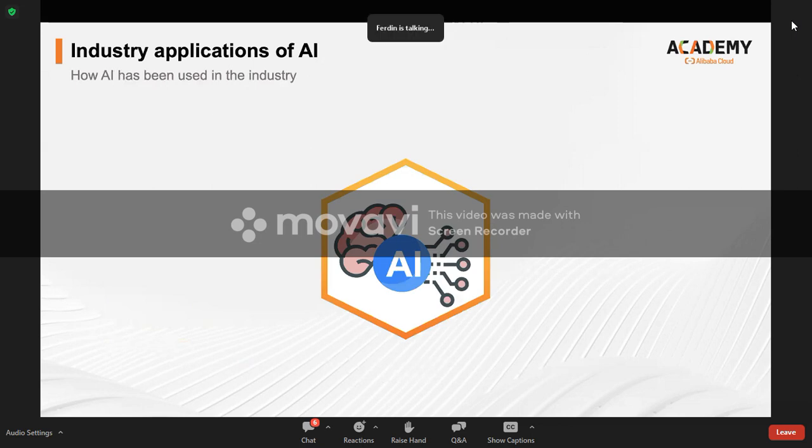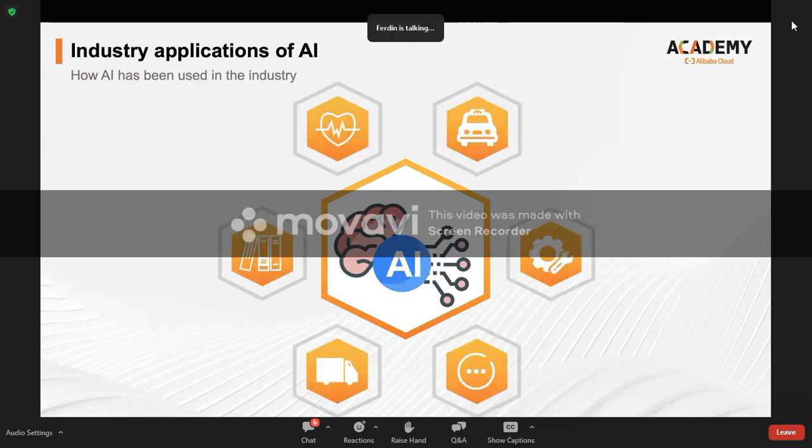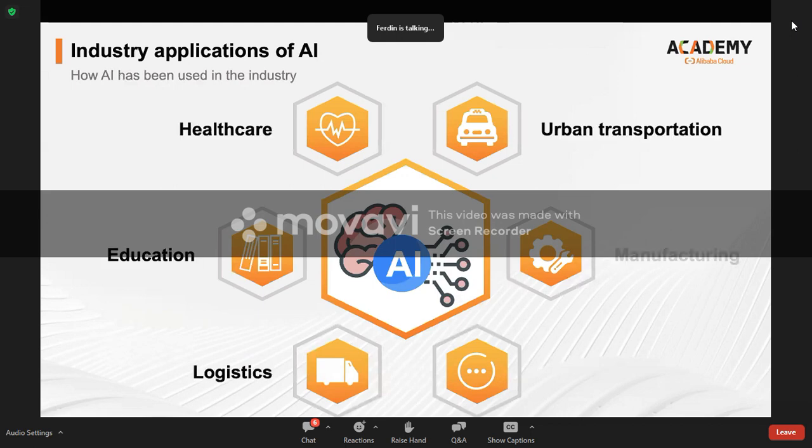Now we see various industry applications of artificial intelligence. We can have AI-based solutions in industries like healthcare, urban transportation, education, manufacturing, and logistics, and even in agriculture you can bring in AI. So you have limitless capacities when you are working with AI. You just name the industry and the problems to address. AI has a lot of solutions.